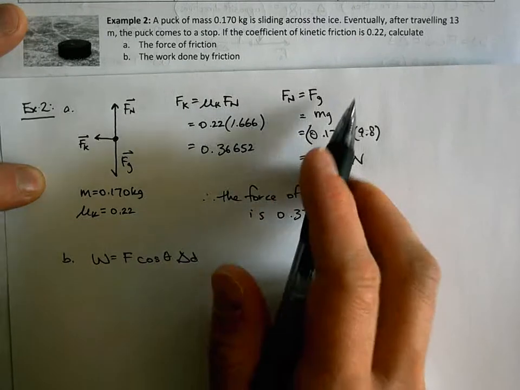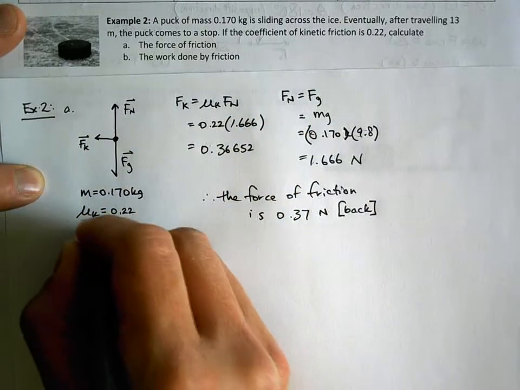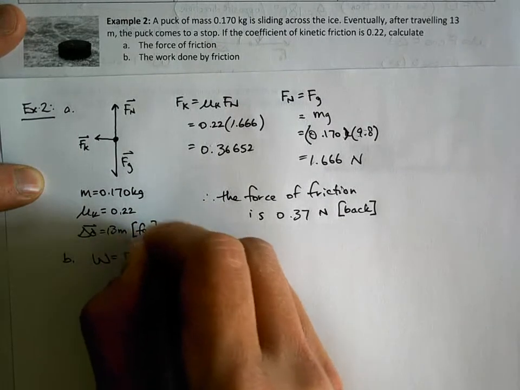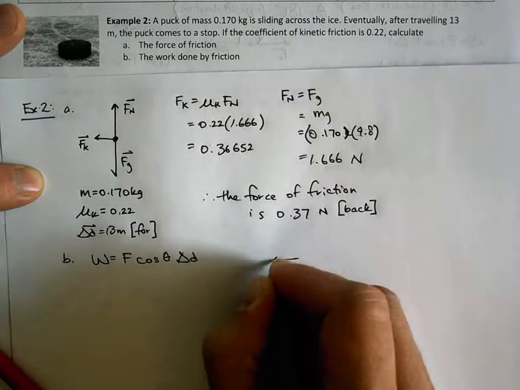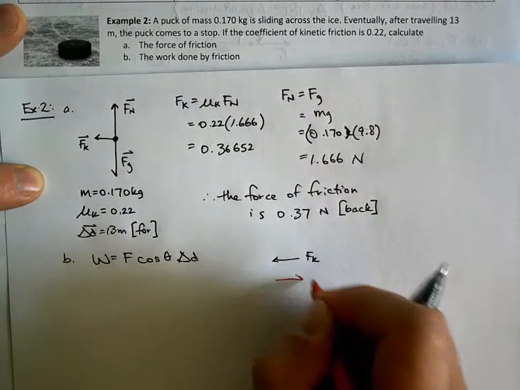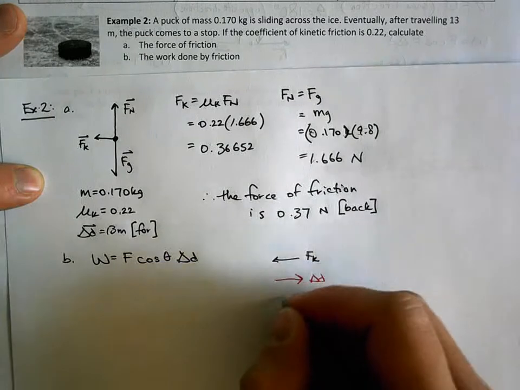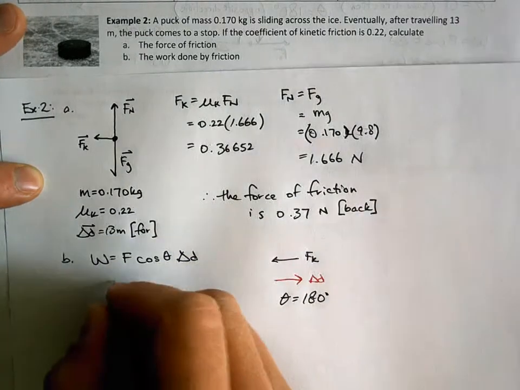Oh, I forgot to write it out, but yeah, it travels 13 meters. I know delta d is 13 meters forwards from my question. If you want, you could go off to the side and just do this again. We know Fk looks like this. We know delta D looks like this. So we know the angle between them is 180 degrees. They're in opposite directions. Let's plug those numbers in.